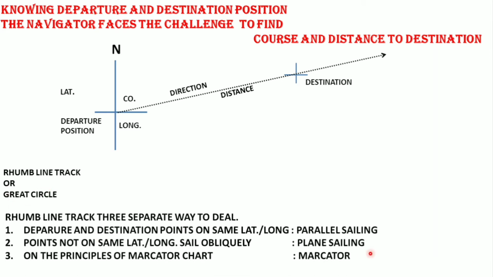In rhumb line, we'll be talking about parallel sailing, in which your departure and destination are on the same latitude. Plane sailing, when you're sailing oblique, the destination and your departure are on different latitudes and longitudes. And Mercator sailing, which is based on Mercator projection.